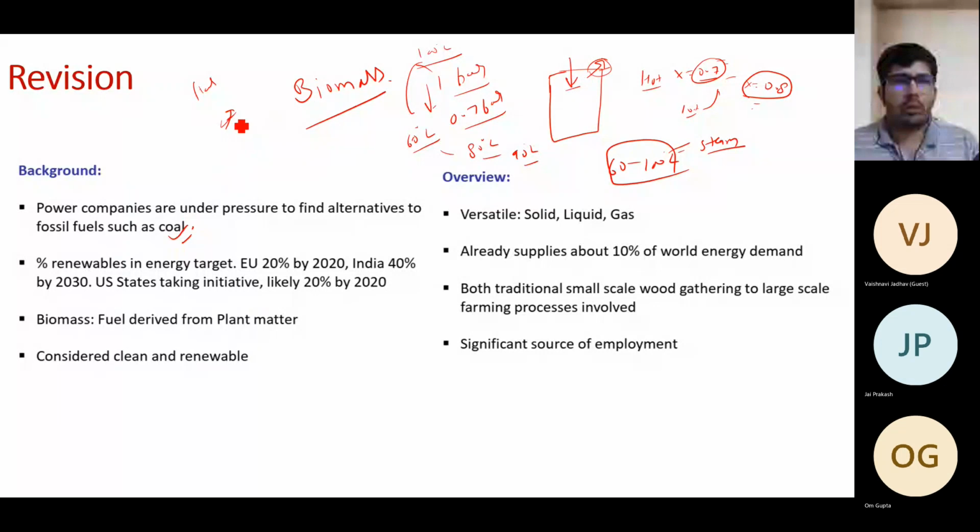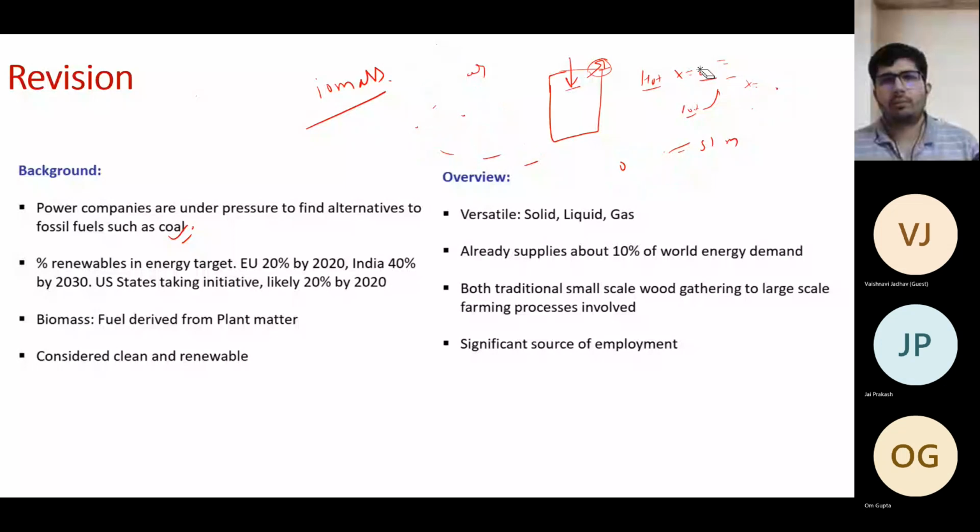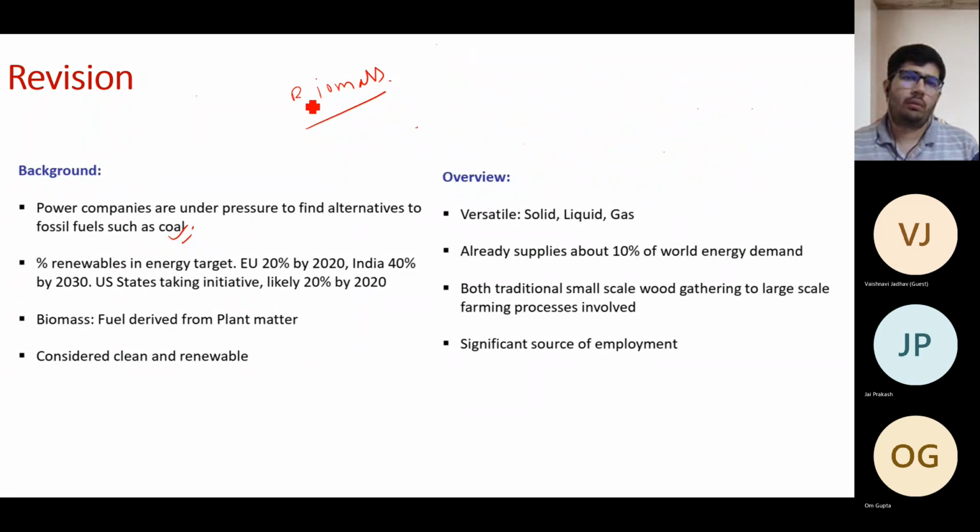Now come to biomass energy. We have covered geothermal and ocean. Now we are coming to biomass energy. The power companies are under pressure to find alternatives to fossil fuels like coal, because most of the power plants are coal-based. They are using coal for the generation of electricity.